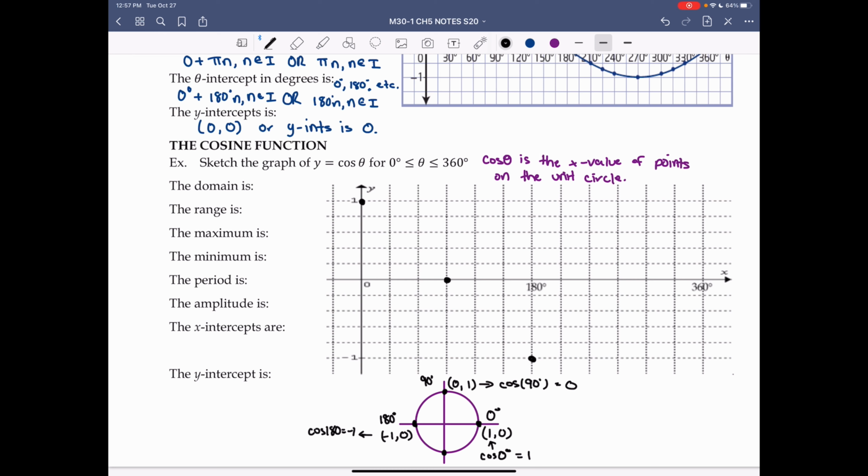And then at theta equals 270 degrees, we have the point 0, -1. So this tells us that cos at 270 degrees equals 0. Find that point on our graph. 270 is halfway between 180 and 360. We have cos of 270 equals 0. So we get an x-intercept or a theta intercept at that point. And then if we go back to 360 degrees, we have cos of 360 would equal 1 as well.